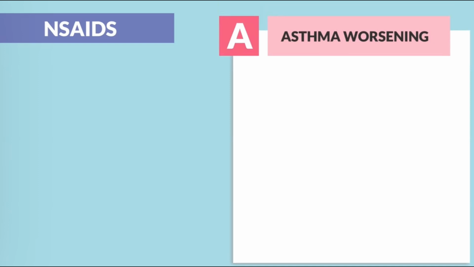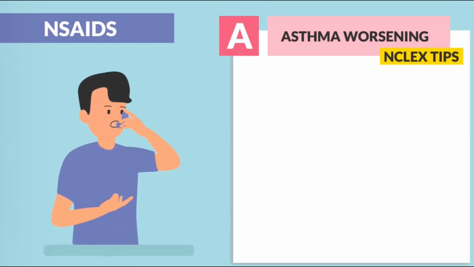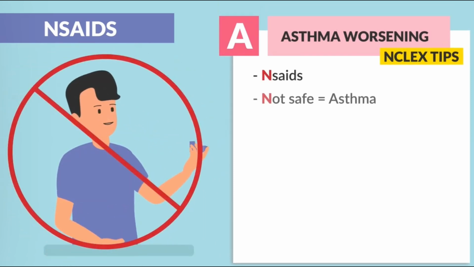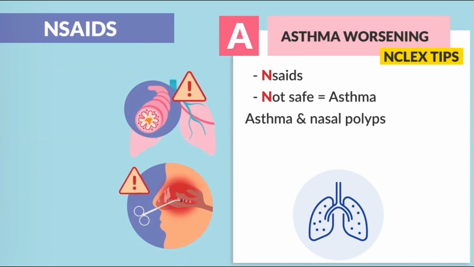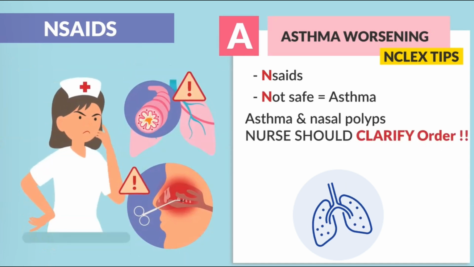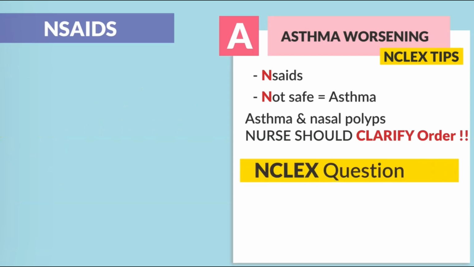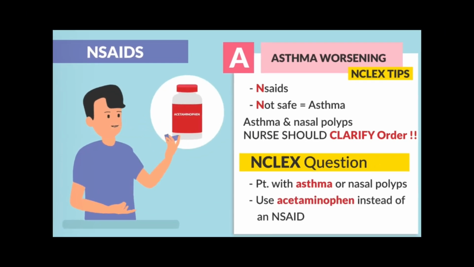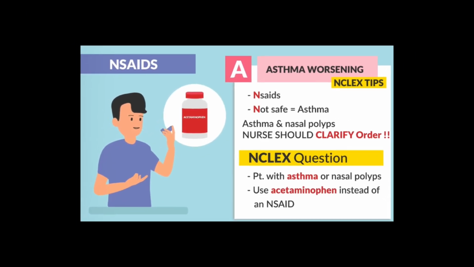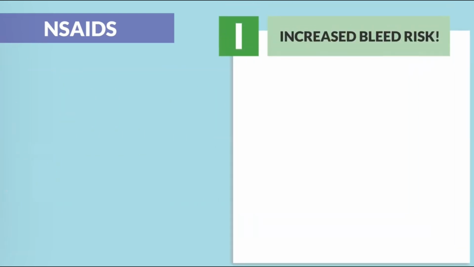Now, A is for asthma, guys. Big NCLEX tip here. Leading to bronchospasm. So just remember, NSAIDs are not safe for asthma. Key terms are asthma and nasal polyps. The nurse should clarify the order. Now, this info has been mentioned various times throughout many different quiz banks. So the common question is, a patient with asthma or nasal polyps, usually the options are to use acetaminophen instead of an NSAID. Now, I is for increased bleed risk.